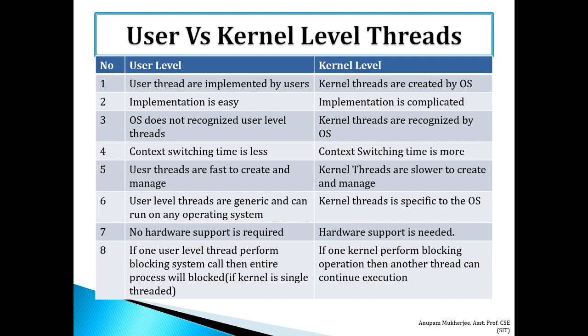Sixth point, user threads are generic and can run on any operating system, but kernel threads are specific to the operating system. And seventh point, no hardware support is required to develop a user level thread, but hardware support is needed when you have to create the kernel level thread. And the final point, if one user thread performs a blocking system call, then the entire process will be blocked if the kernel is single threaded. But if the kernel is multi-threaded, and one kernel thread performs a blocking system call, then other threads can continue their execution.